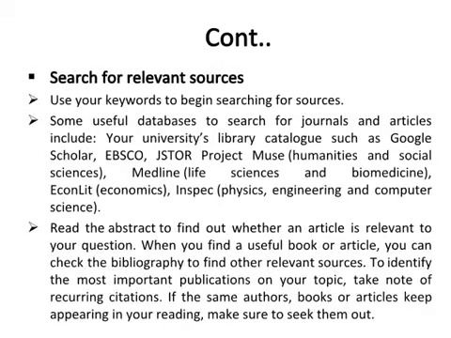Search for relevant sources. Use your keywords to begin searching for sources. Some useful databases to search for journals and articles include your university's library catalog, Google Scholar, EBSCO, JSTOR, Project Muse, Humanities and Social Sciences, Medline, Life Sciences and Biomedicine, EconLit, Economics, InSpec, Physics, Engineering and Computer Science. Read the abstract to find out whether an article is relevant to your question.